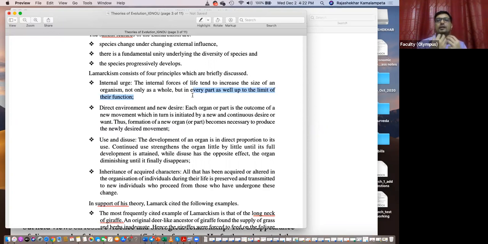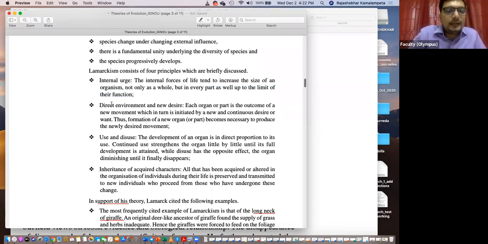So there was internal urge. This was the first idea: internal urge to change, to grow. Next, direct environment and new design.